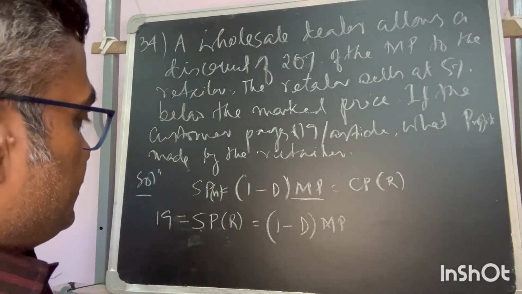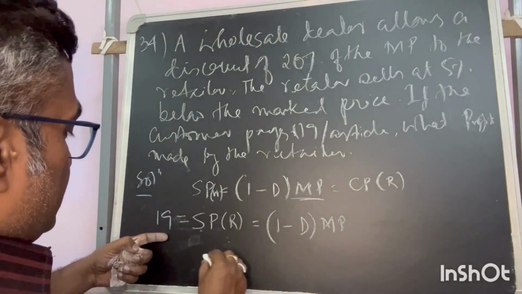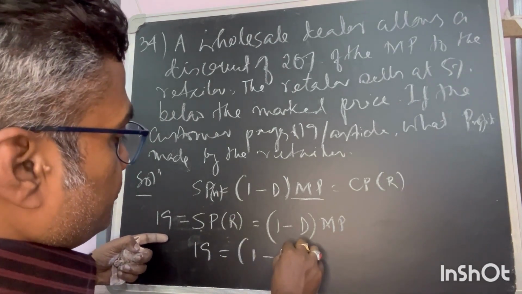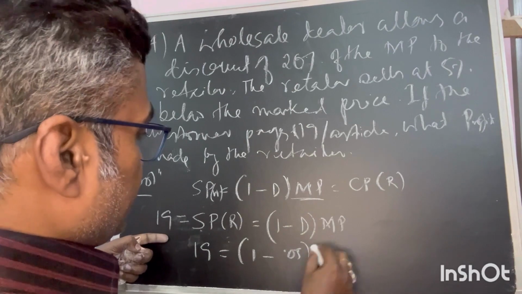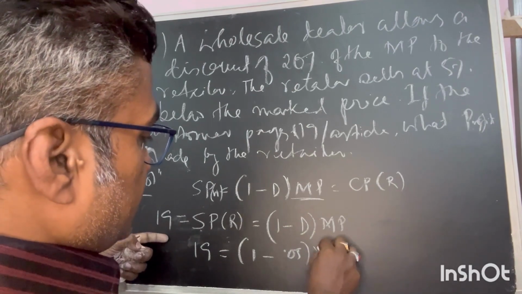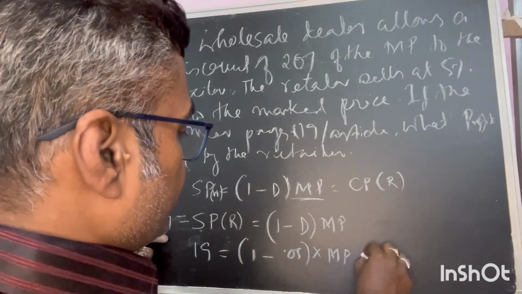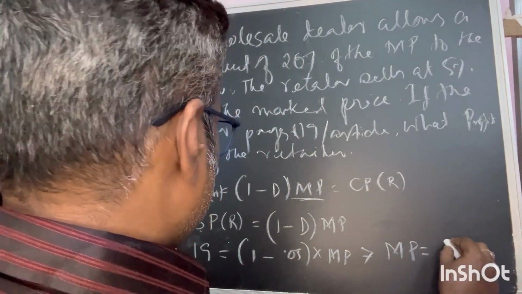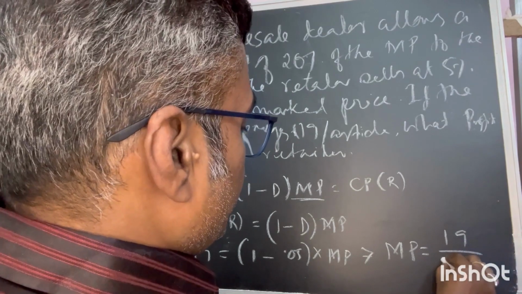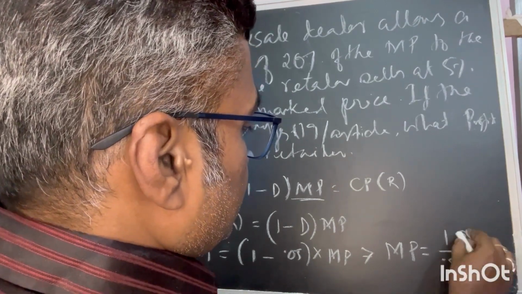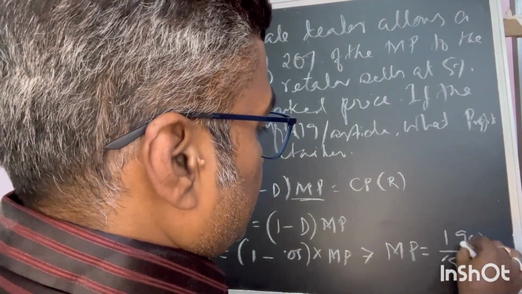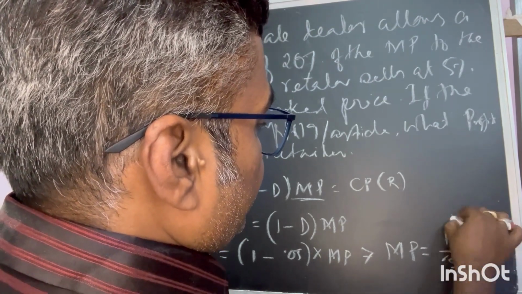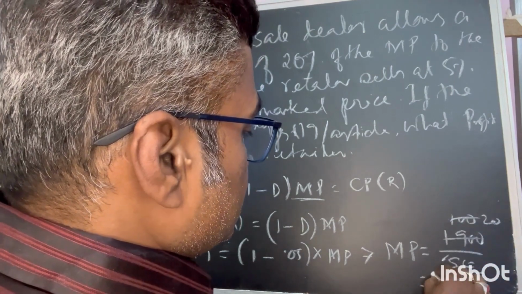What profit is made? From there, I can calculate 1 minus discount, which is 5%, so 0.05. This is the second equation I am using, into the MP. So we can calculate the market price: 19 upon 0.95. This can be calculated by 19 into 100 over 95, which gives 1900 over 95, 20. So the market price is 20.